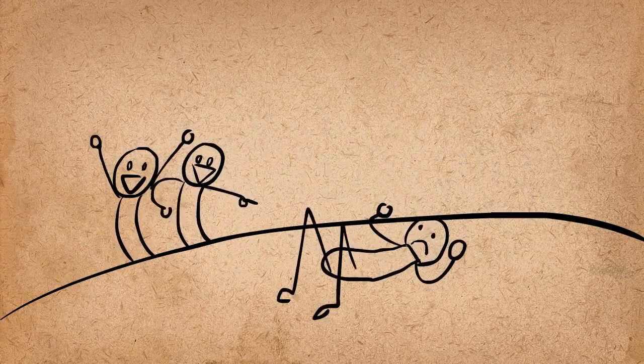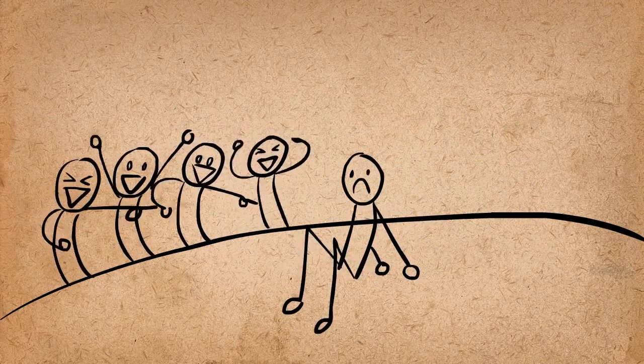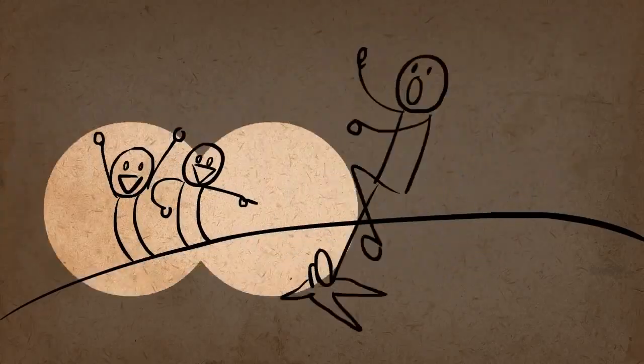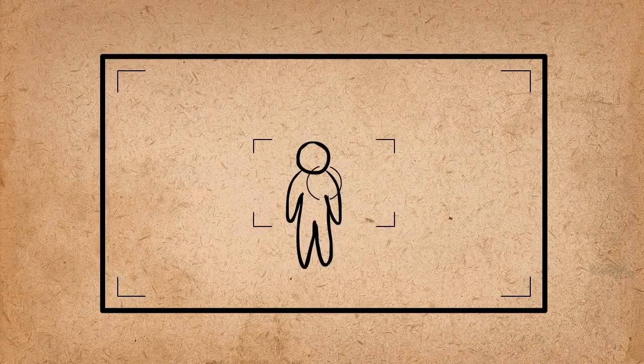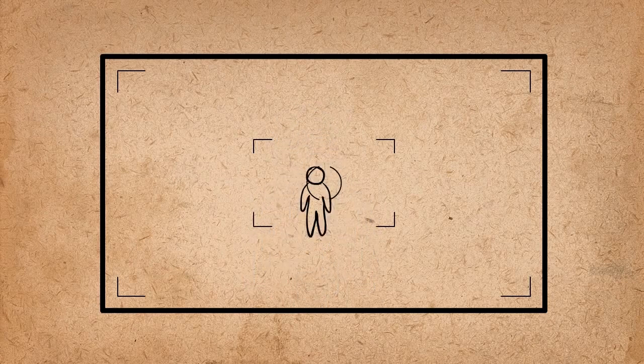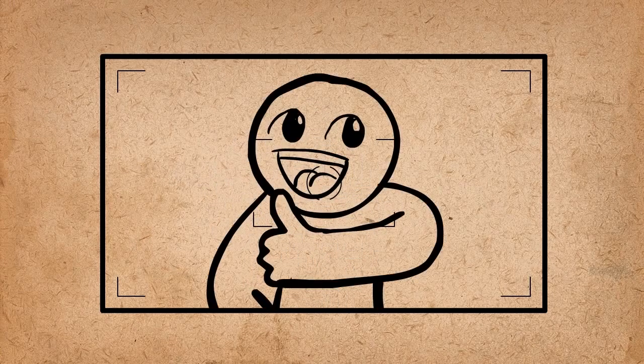Here's an example of bad staging. The characters are competing for stage presence, so the viewer doesn't know which one to look at. The camera has a lot to do with this. It's important to know when to be close up and when to be far away. Far away is good for big actions, while close up is good for expressions.